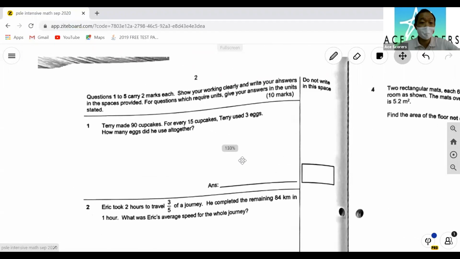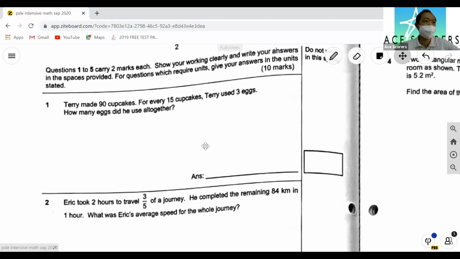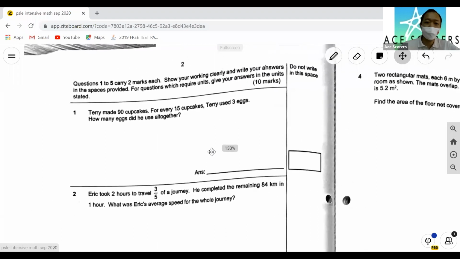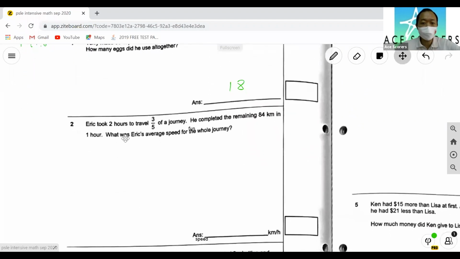Now, first one. Terry made 90 cupcakes. For every 15, Terry used 3 eggs. How many eggs did he use? Fundamental question. Okay, let's see how to do this. We're gonna go through as much as we can. So Terry made 90 cupcakes, every 15 used 3 eggs. It's 18. This is a ratio question. Okay, that's fun.